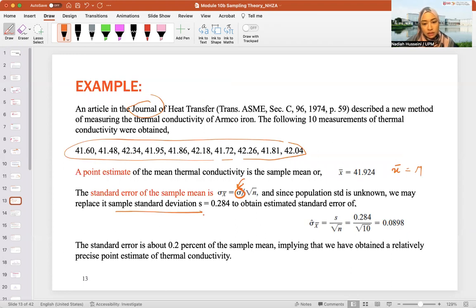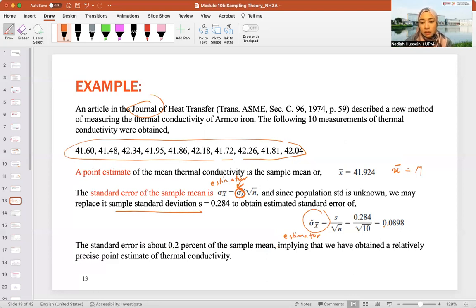Okay, so because they use the S from this sample data to put inside the equation, therefore the answer for the standard deviation estimator would be 0.0898. So this is our estimator. The standard error is about 0.2% of the sample mean. Let me write this. Estimator. This is what they're trying to do. They are trying to find the estimator and compare it, trying to figure out if this estimator is good or not. The standard error is about 0.2% of the sample mean.